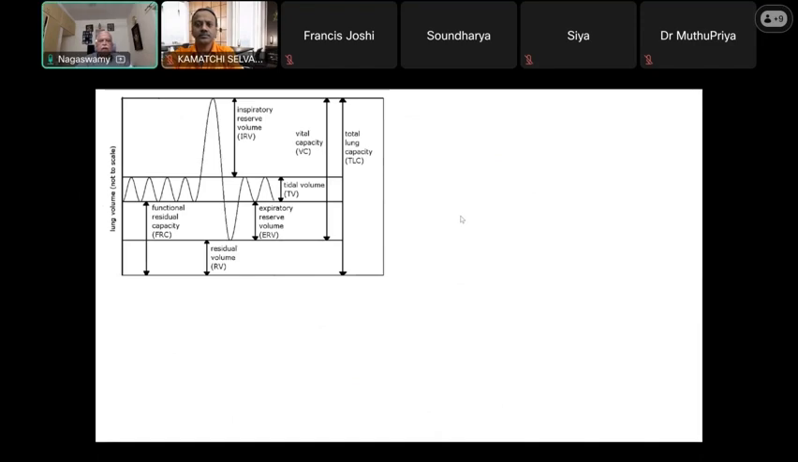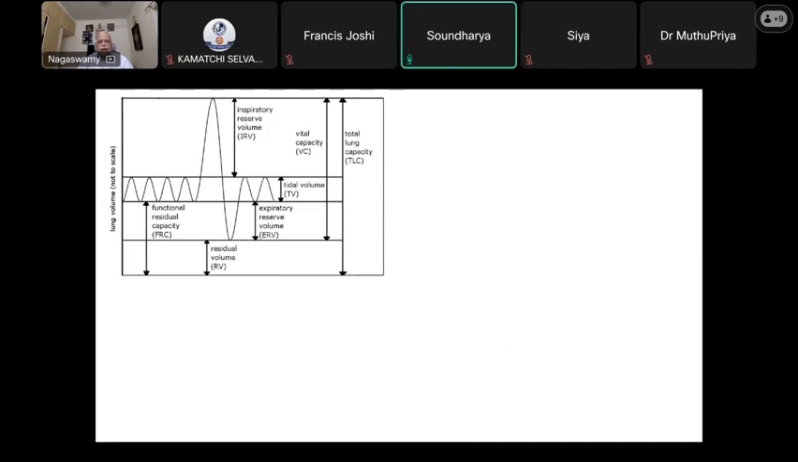So this picture must be very familiar to all of you. What is shown here in these pictures? Lung volume and capacity. Very good. Why are there two different things? Why cannot it be the entire capacity? Why not be our entire volumes?